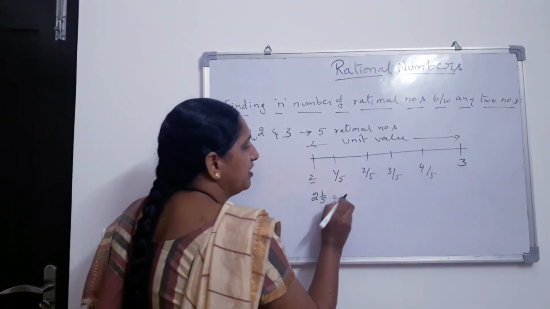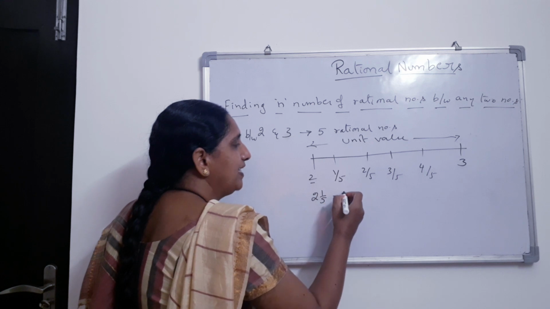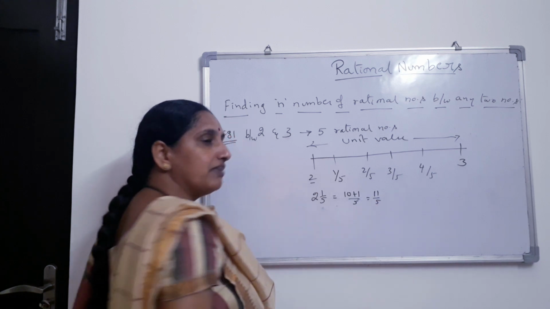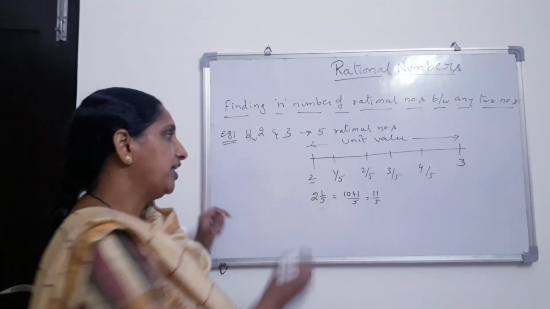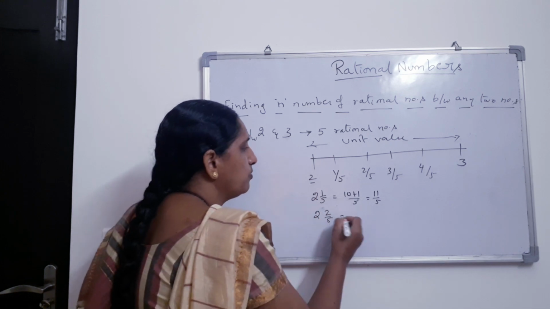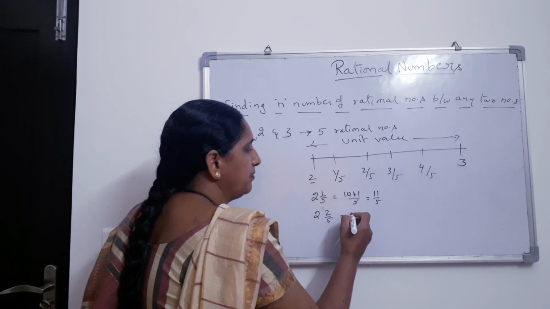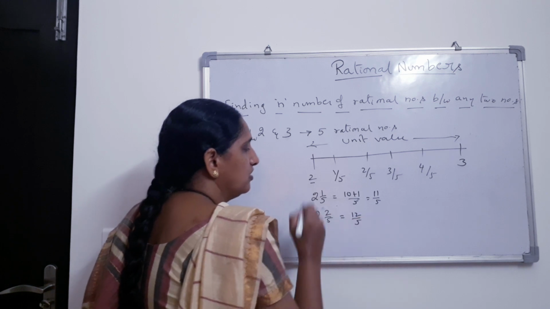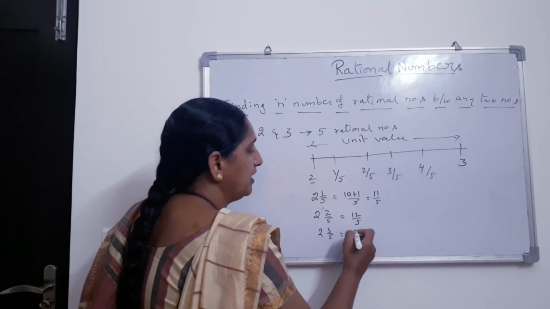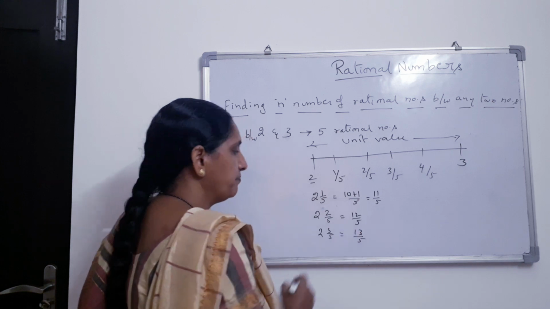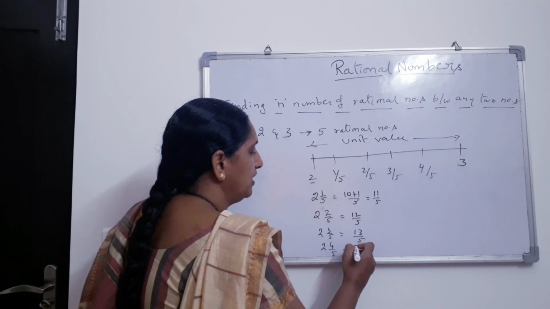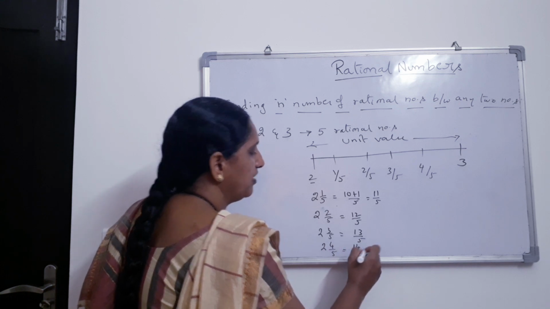So, 2 1 by 5, let us convert it: 5 2s are 10, 10 plus 1, 11 by 5. So, one number is 11 by 5. Next one is 2 2 by 5. That means 5 2s are 10, 10 plus 2, 12 by 5. And 2 3 by 5: 5 2s are 10, 10 plus 3, 13 by 5. Then 2 4 by 5: 5 2s are 10, 10 plus 4, 14 by 5.